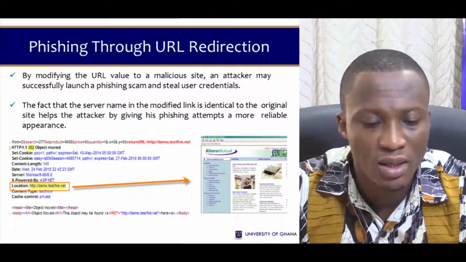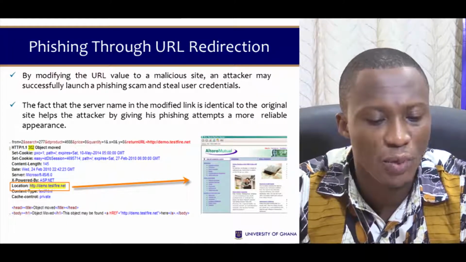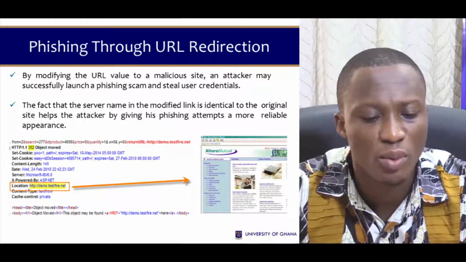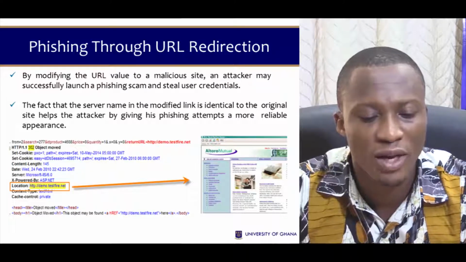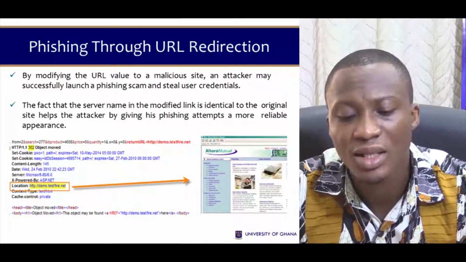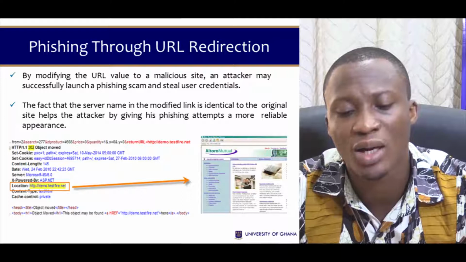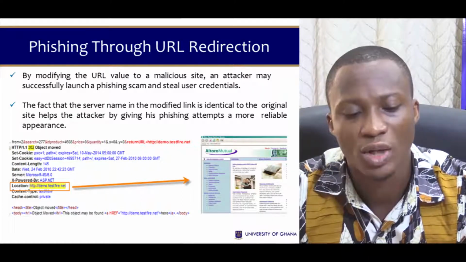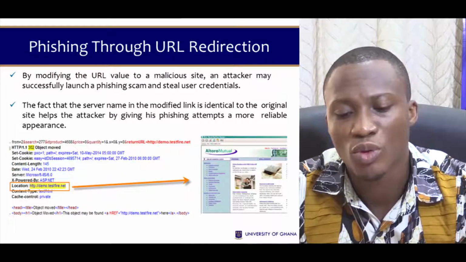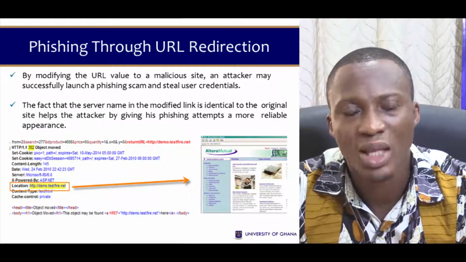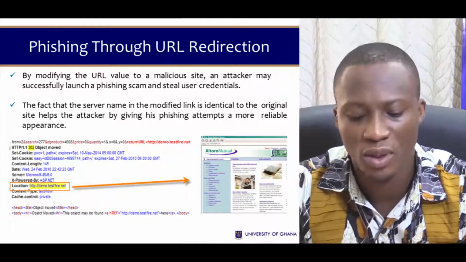So we can see from the code there that we have a location, http demo.textfire.net, and this looks similar to the original website of arturomutual.com. So attackers can use this in various ways.